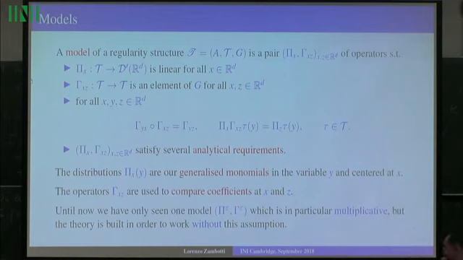Okay, and now, until now, we have only seen one model, which is in particular multiplicative, but the theory is built in order to work without this assumption, and indeed it does not appear in the definition of pi x. While gamma, yes, you can see that you can multiply gamma by gamma, and you get another gamma, at least if you choose correctly the base points. You can multiply pi by gamma, but you cannot multiply pi by pi. Okay, so this is the point. In general, you do not require.